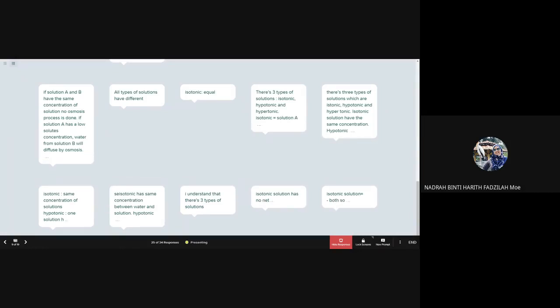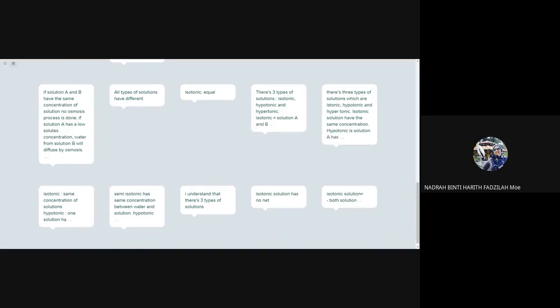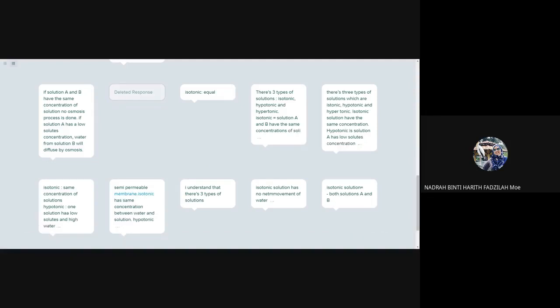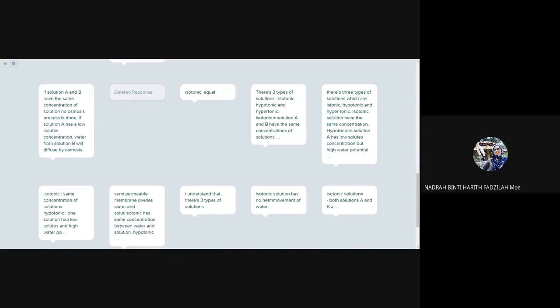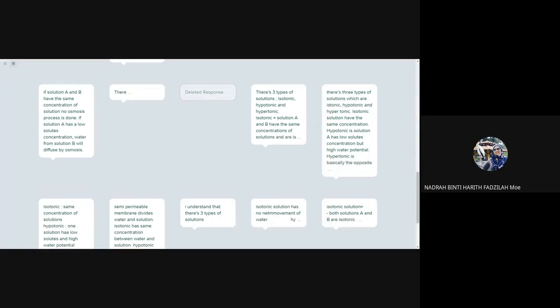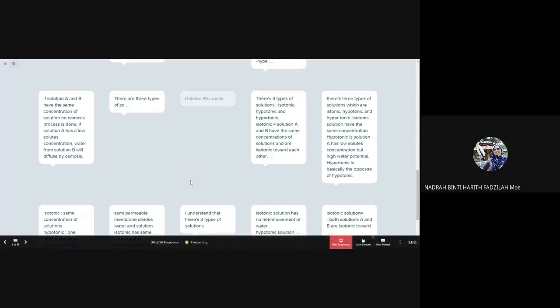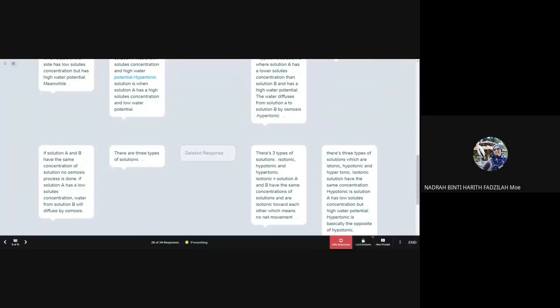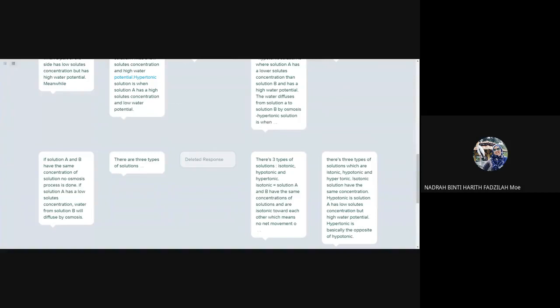Number two, kita tambah lagi daripada perbincangan kita last week. Kita tahu bahawa the two different solutions can be described using the term hypotonic, hypertonic and isotonic. The three terms describe the concentration of the solutions. Kita gunakan istilah hypotonic, hypertonic dan isotonic untuk menggambarkan kepekatan larutan tersebut.